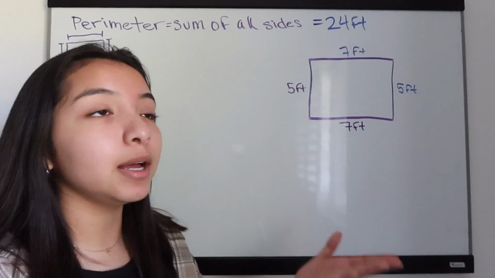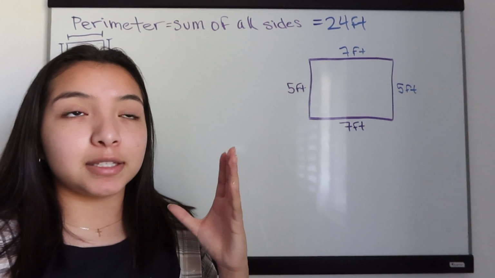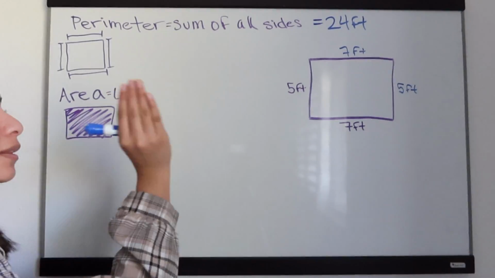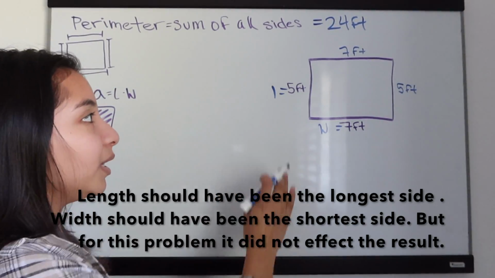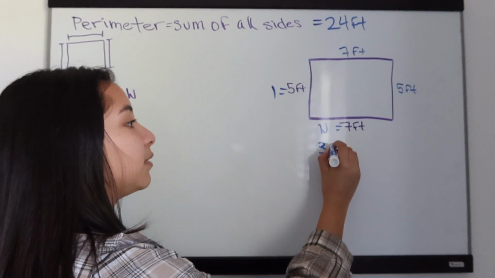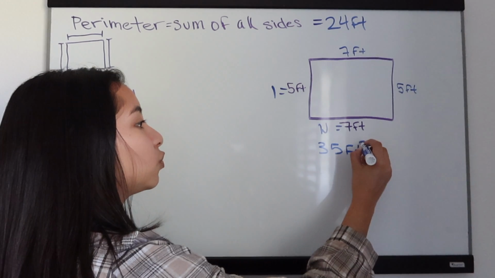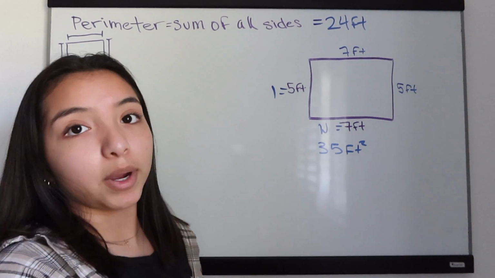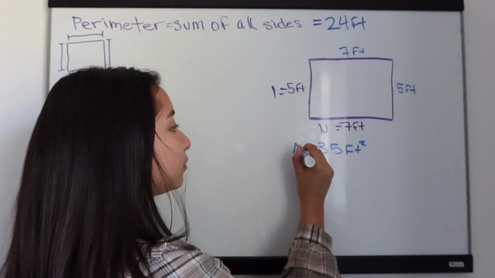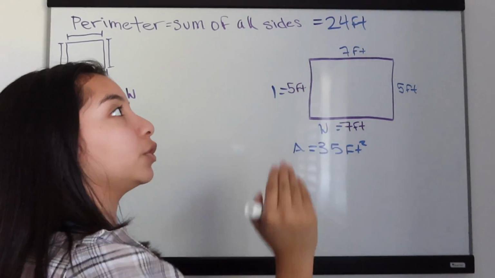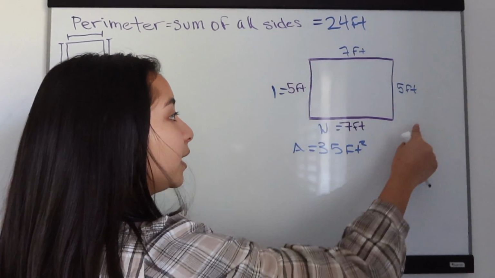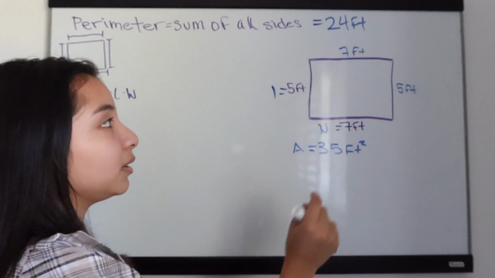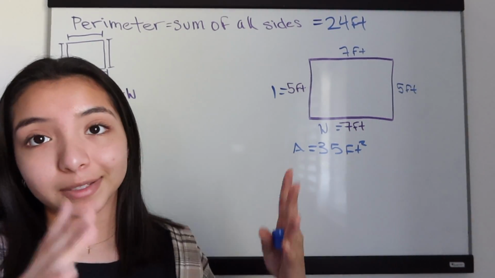Now, to find area, we have to remember that area has a formula specifically for rectangles and squares. And that formula is length times width. So length times width, 5 times 7 is equal to 35 feet squared, because this is the unit for the area. It's the unit squared. Alright, so this is our area. Now we have the perimeter is equal to 24 feet because we added all sides, 5 plus 7 plus 5 plus 7. Then area, length times width, is equal to 35 feet squared. And that is our answer.